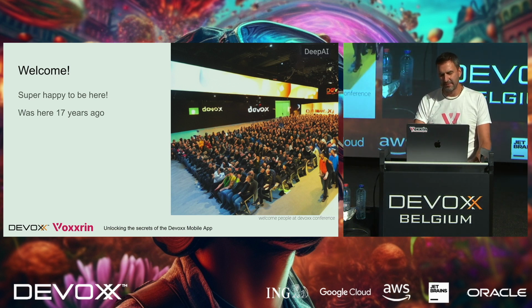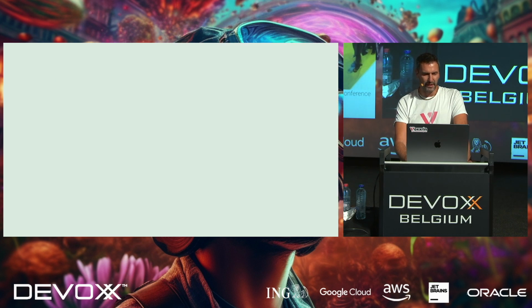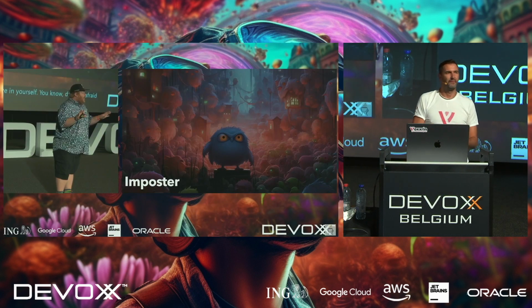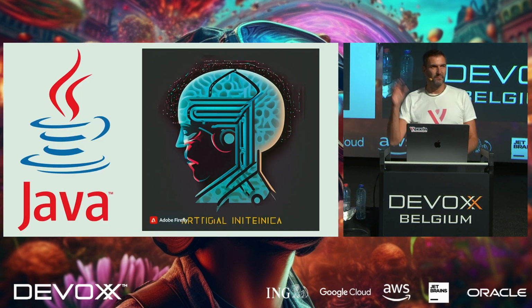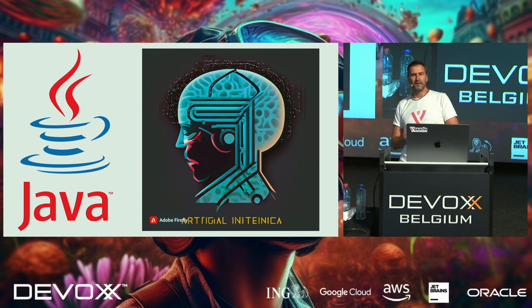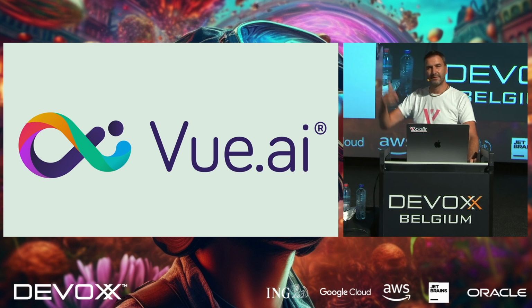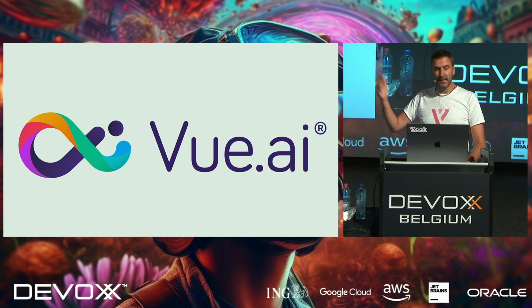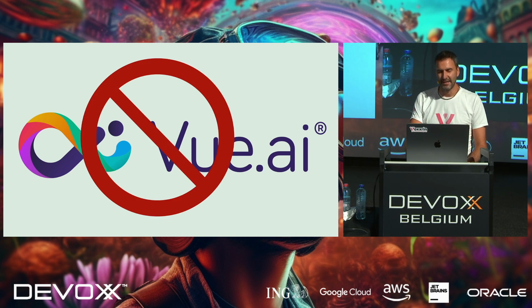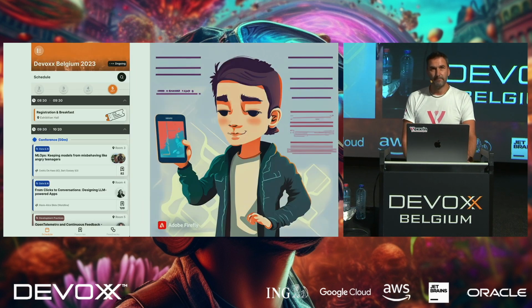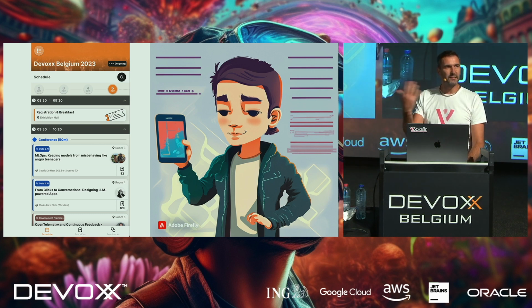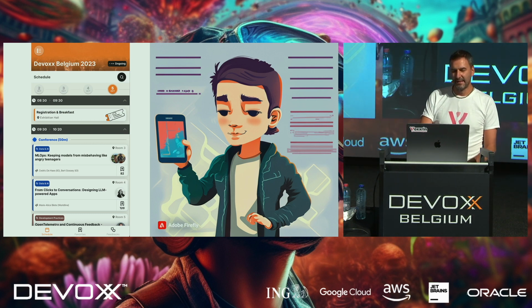There was a talk yesterday that was very remarkable, I think, the talk about the imposter. This is exactly what I feel today, like an imposter. Because this is mostly a Java conference with many things about artificial intelligence, but in this talk we'll see no Java, no artificial intelligence. Maybe you could think it would talk about Vue.ai, but no, you won't see any Vue.ai in this talk.